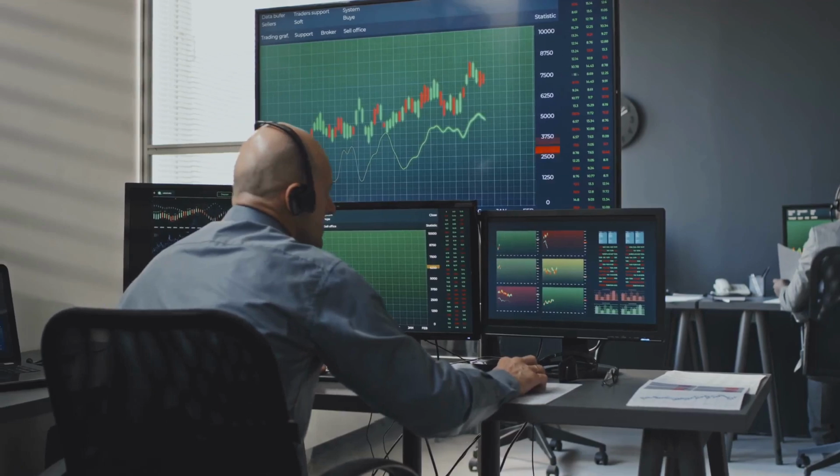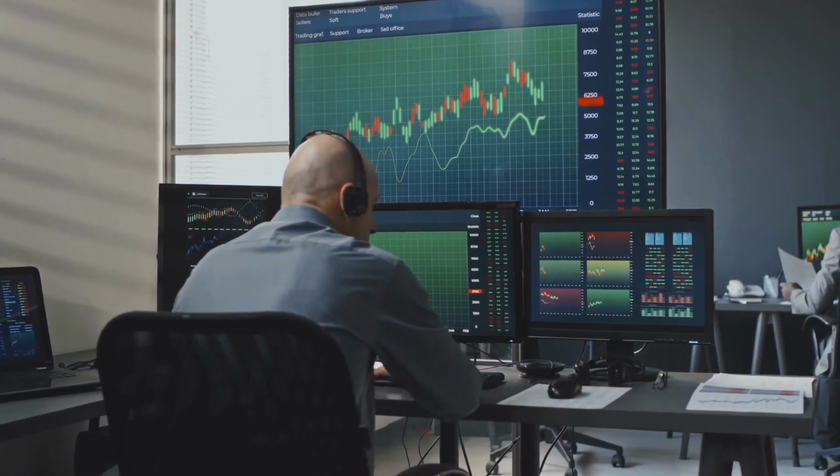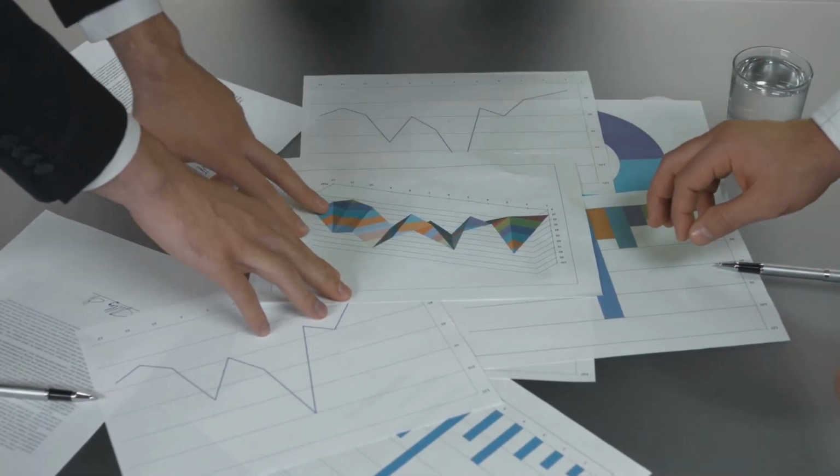Asset allocation is the foundation of any successful investment strategy. Whether you're a new investor or managing a complex portfolio, the right allocation helps you balance risk, achieve your goals, and build long-term wealth. Let's recap the key points.